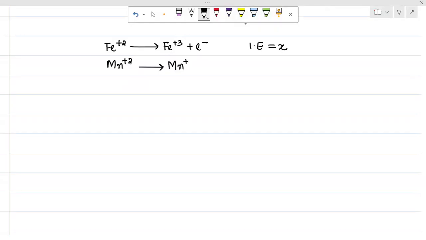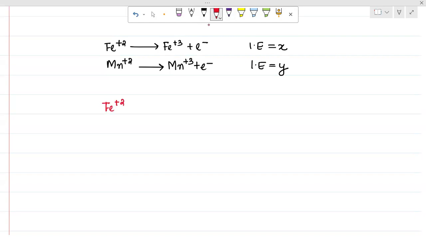Okay. So the first question is, let's say, I am removing an electron from Fe2+. It is becoming Fe3+ plus an electron. So one electron is removed from Fe2+ and the ionization energy is, let's say, X. Similarly, I'm removing an electron from Mn2+, becoming Mn3+ plus an electron, and the ionization energy over here is Y. You have to compare X and Y. To compare X and Y, the first thing we can do is write the electronic configuration.